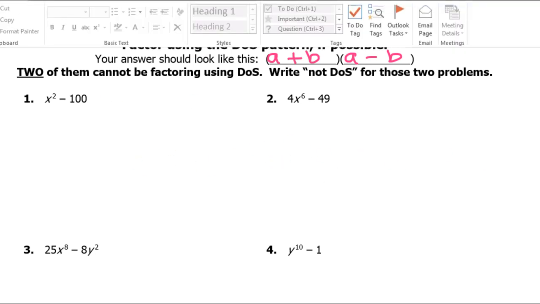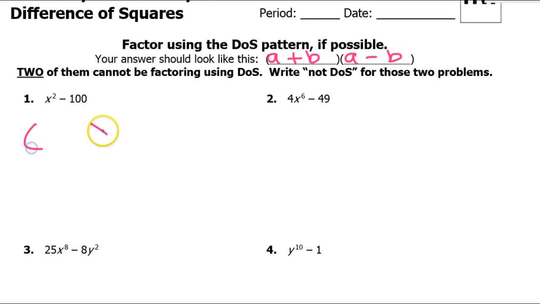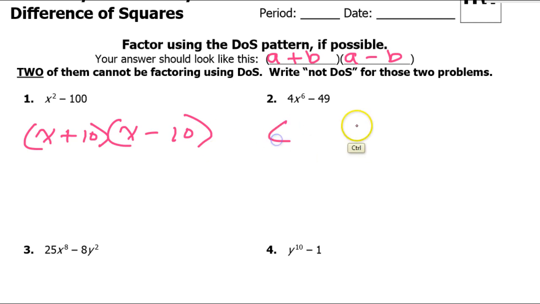So when we look at problem number 1, okay, this is going to be x plus something and x minus something. Well, 100 is 10 times 10, right? It's 10 squared. So that's why it's going to be x plus 10, x minus 10. Okay, what about number 2, difference of squares?